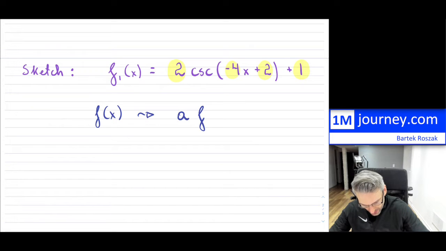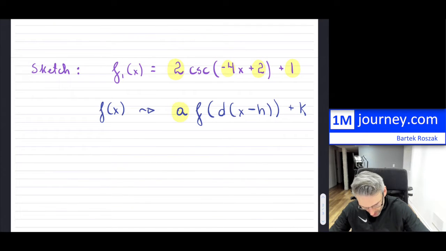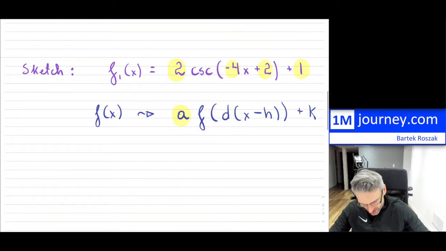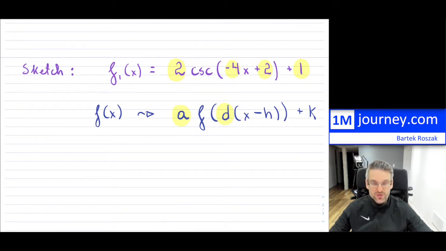Then we take the function, and I used d in there, so d times x minus h inside there, and then plus my k. Here, d is the stretch or compression in the x, and again, maybe a reflection as well. This h is a translation in the x, so to the left or to the right, and this k is a translation either up or down.